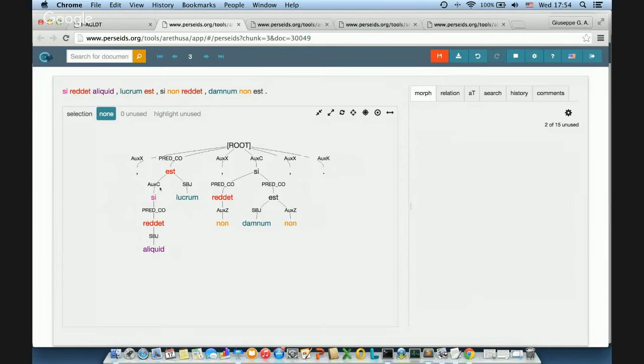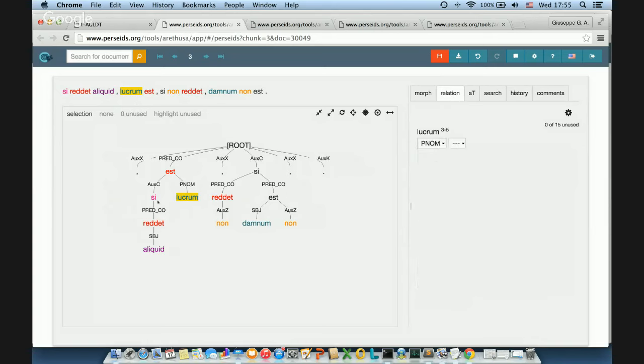Of course, this is, I would say, not really the subject, because according to my interpretation, this is lucrum. Again, I repeat the translation. If the benefit gives anything, aliquid, back, this is lucrum. Okay, this is gain. So I would take lucrum as a predicate nominal rather than the subject here.